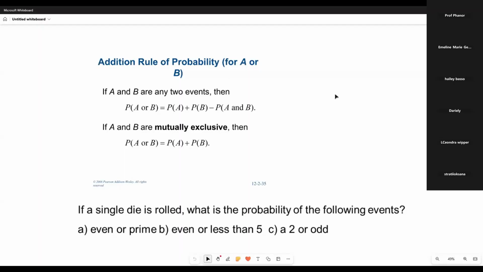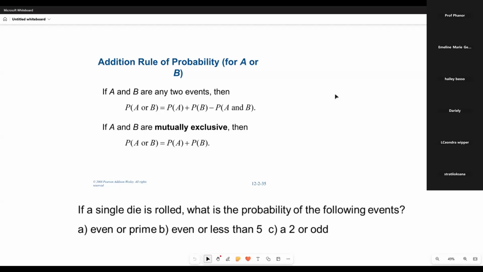All right. Before we start, is there anything you need to ask me about what I covered last time? Okay. Let's talk about addition rule of probability.